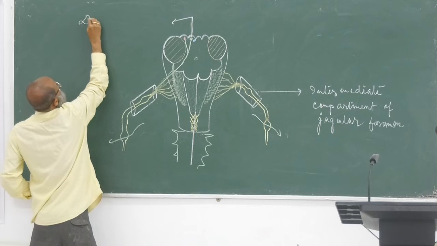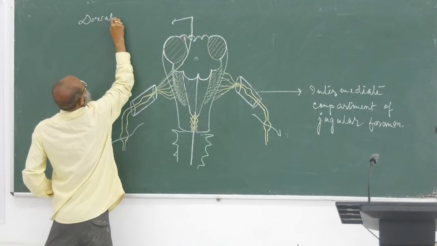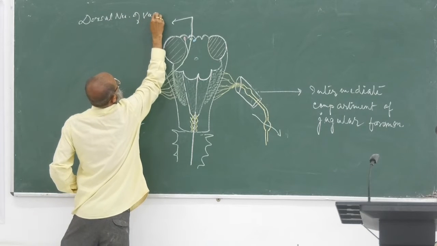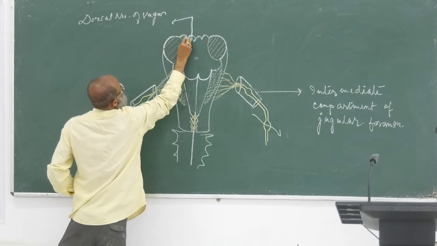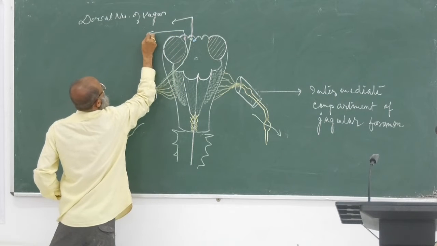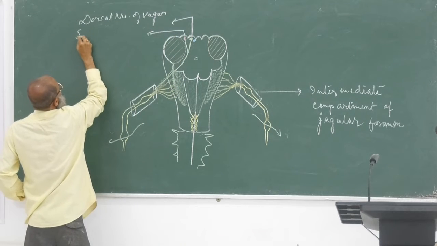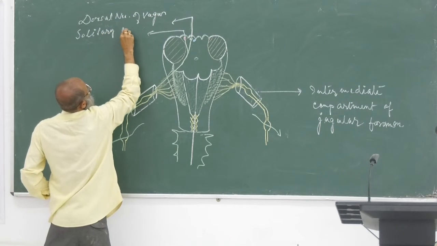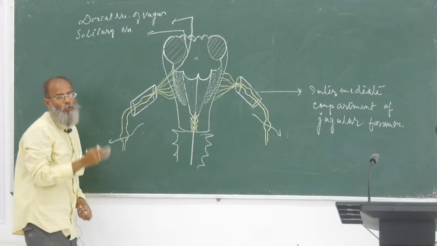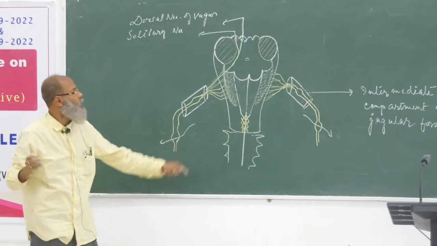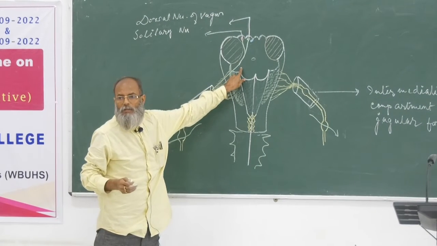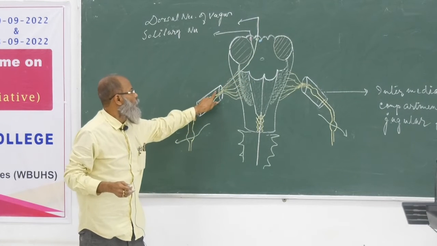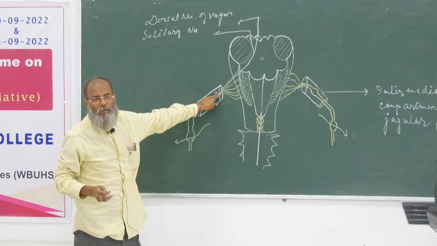This one is the dorsal nucleus of the vagus. And this one is the solitary nucleus. These two roots are also giving origin to the cranial accessory. This is the cranial accessory, which is going to remain in a common sheath with the vagus.